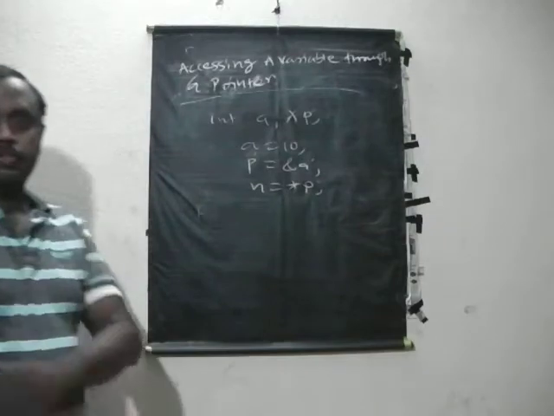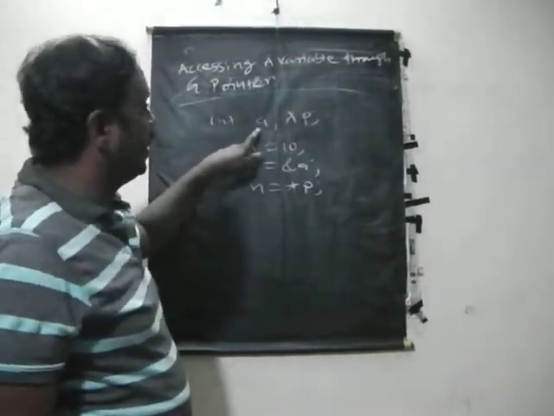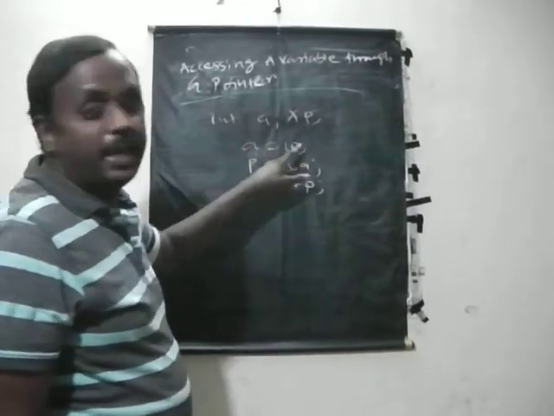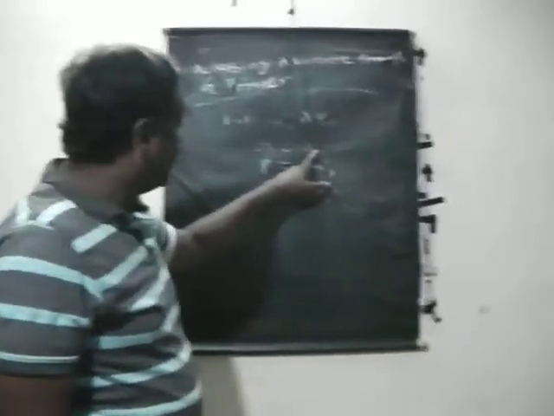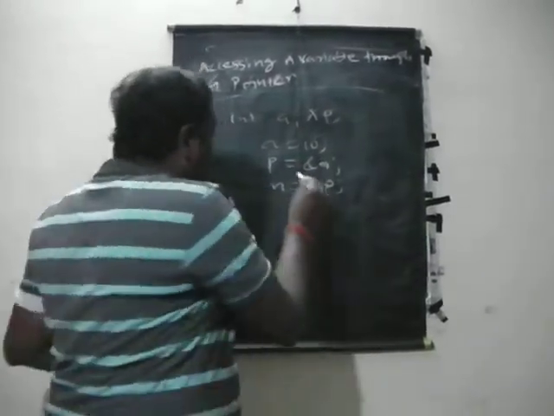Right. So listen everyone. I take an example: an int, a normal variable, and another one is a pointer variable. So a equal to 10. I have given the value a equal to 10. What is the value of a here? 10. Good. So what is the address of a?